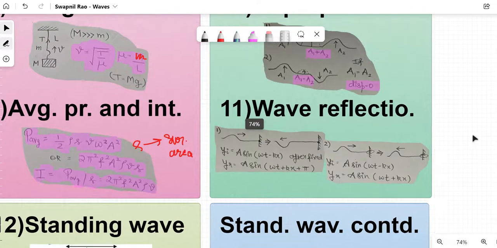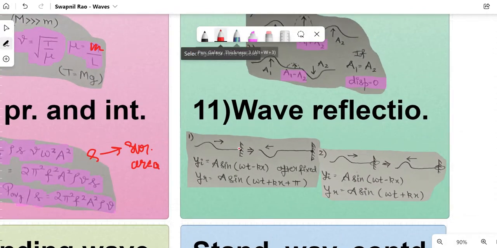And next one would be wave reflection. So this is there in NCERT, and if you see, there are two cases. Case number 1 is when it's fixed. So I'll just highlight fixed. Case number 1 is when it's fixed, and I have depicted fixed as a single dot, and I've depicted loose end as a circle like this. So if you see a single dot, it's a fixed end.